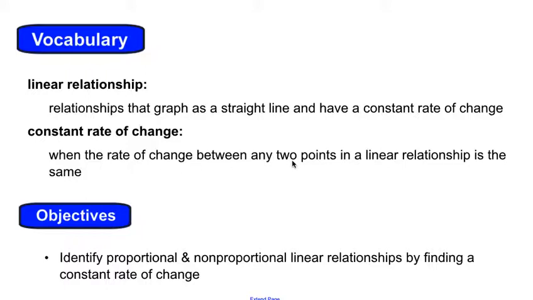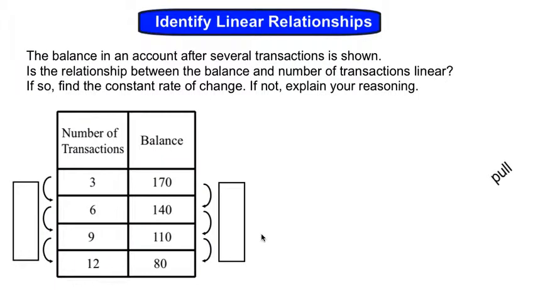And when the rate of change between any 2 points in a linear relationship is the same, we call that a constant rate of change. So our objective for this lesson is to be able to identify proportional and non-proportional linear relationships by finding that constant rate of change. Here's an example.